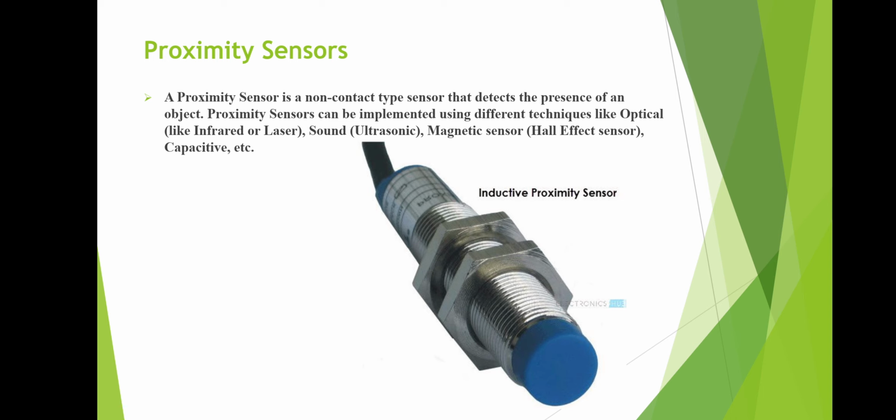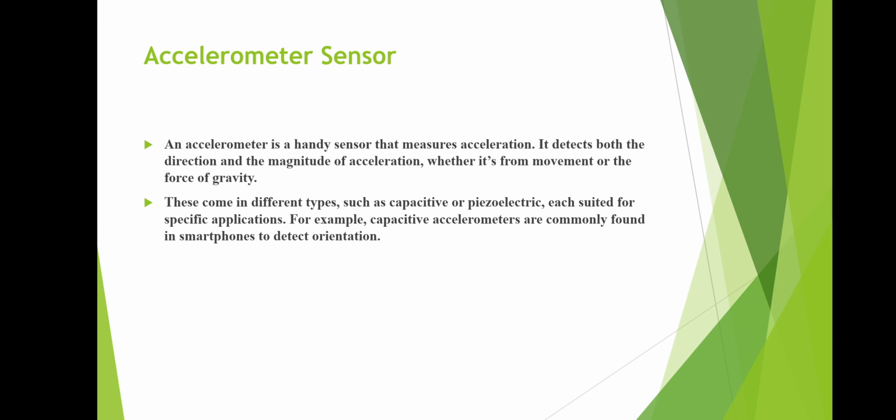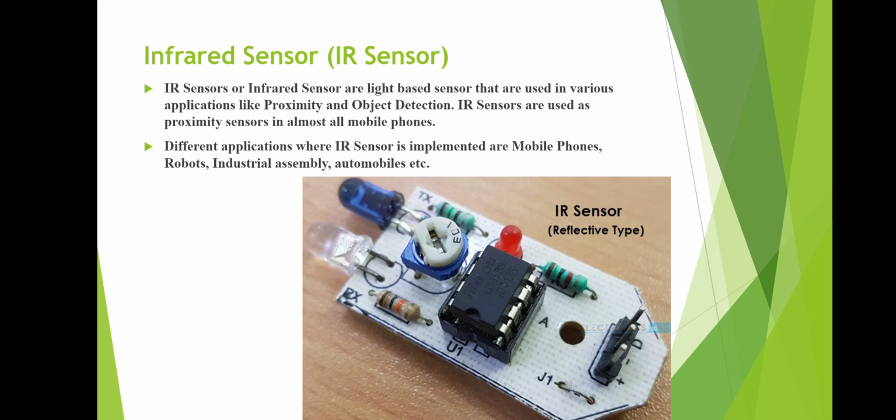Proximity sensors. A proximity sensor is a non-contact type sensor that detects the presence of an object. It can be implemented using different techniques like optical, sound, magnetic, capacitive, etc. Accelerometer. An accelerometer sensor is used to measure acceleration. It detects both the direction and magnitude of acceleration. The common types of acceleration sensors are capacitive or piezoelectric. It is mostly used in smartphones to detect the orientation.